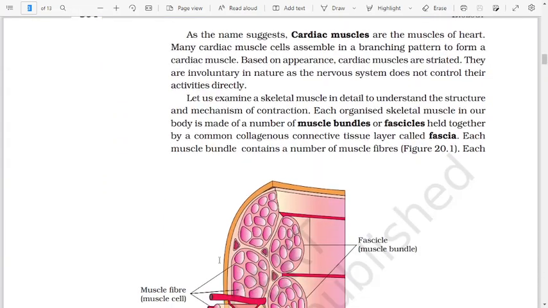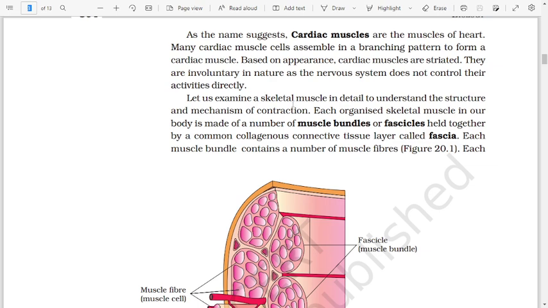As the name suggests, cardiac muscles are the muscles of the heart. Many cardiac muscle cells assemble in a branching pattern to form a cardiac muscle. Based on appearance, cardiac muscles are striated. They are involuntary in nature as the neural system does not control their activities directly.